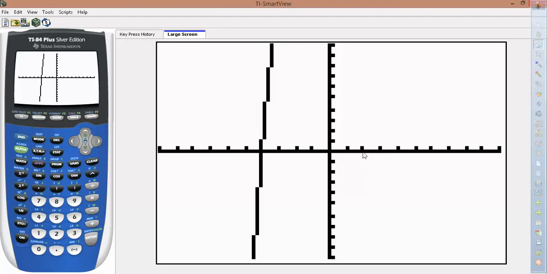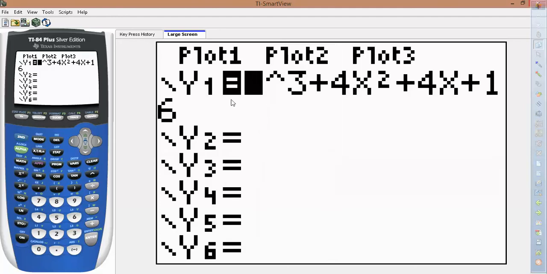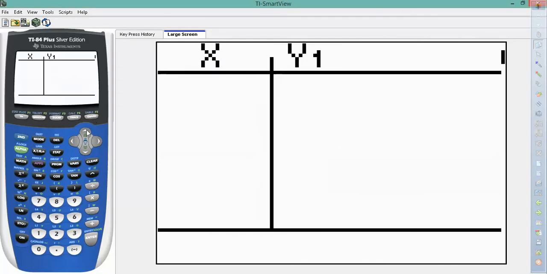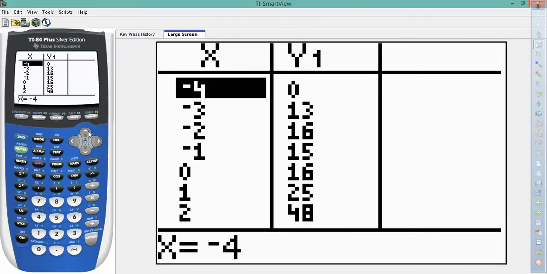Looking at this graph of this cubic function, the third power here, we end up with a graph with one real zero. If I go to my table to confirm where that one real zero is, it looked like it was at -4, and sure enough, there's the confirmation right there. At -4, the y value is 0.